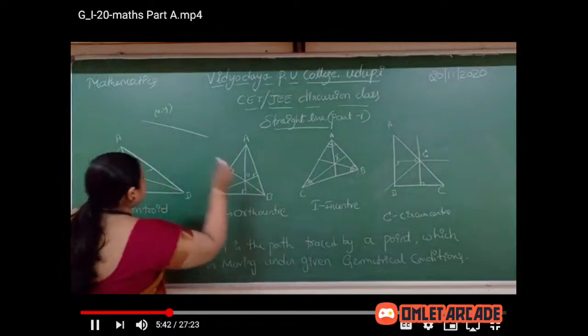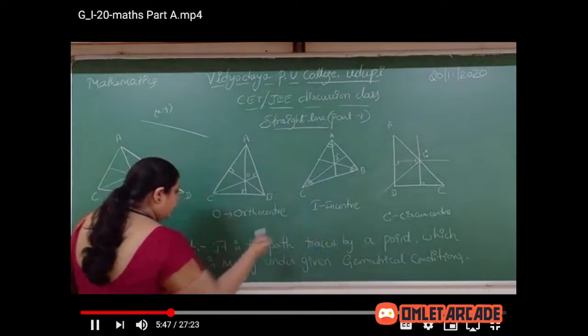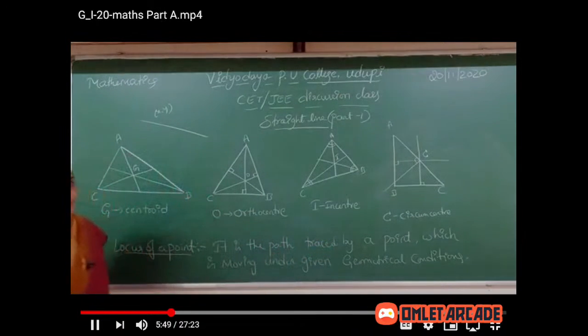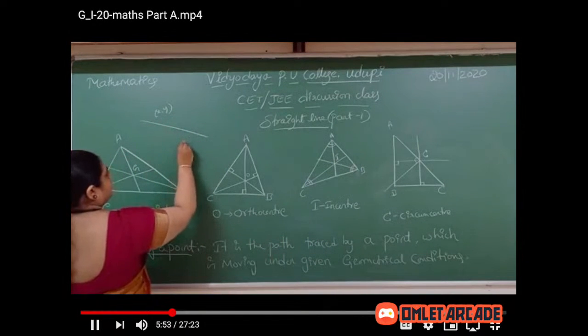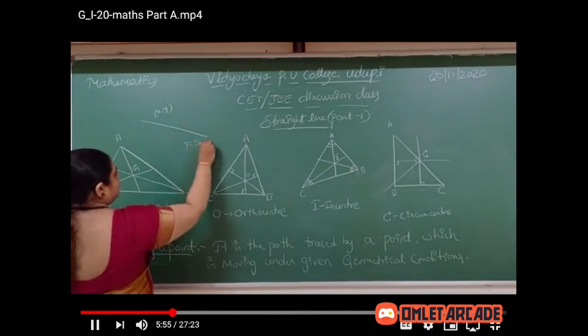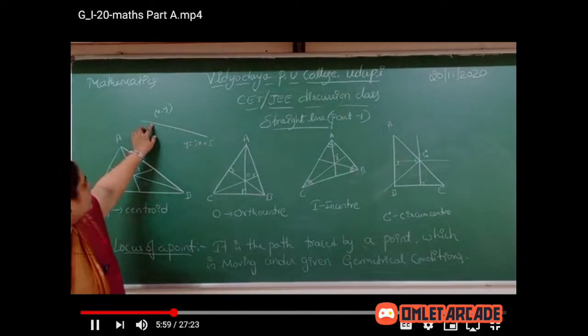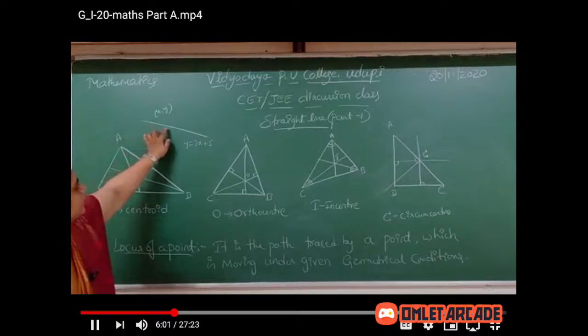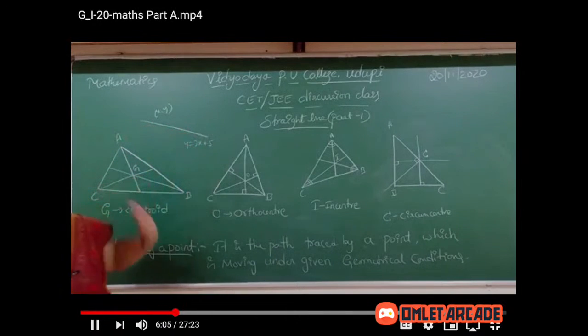So it is a path. See, this is the path of this point, traced by a point which is moving under given geometrical condition. Imagine here the geometrical condition is some y is equal to 3x plus 5. Okay. So this point is moving under this path under some condition.